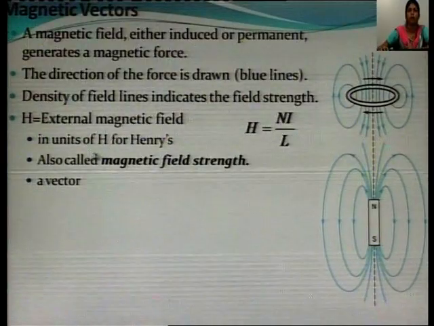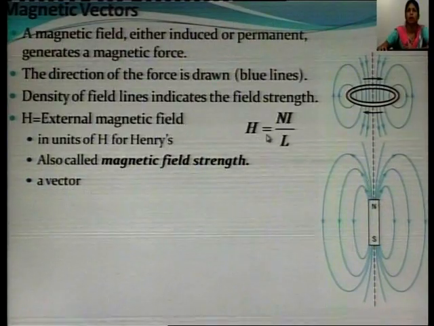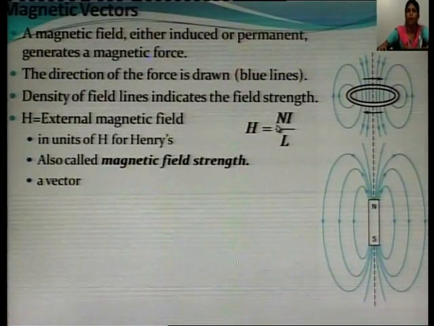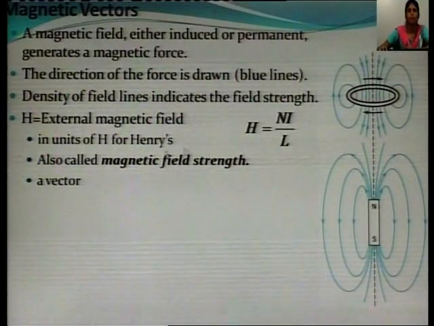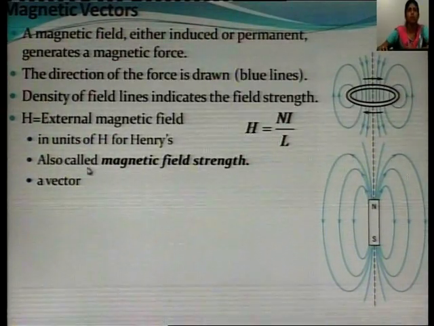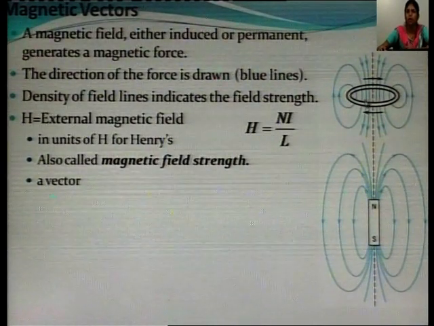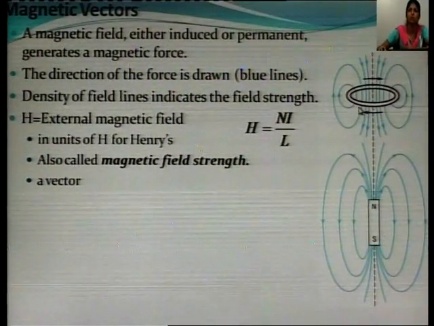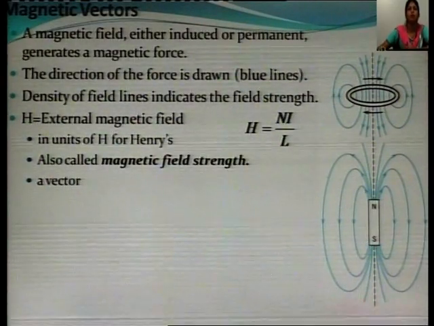Now H is the external magnetic field. It is given by N I upon L, where L is the length of the bar magnet, N is the number of turns and I is the current in that bar magnet. It is also known as magnetic field strength, and it is a vector quantity. So this external field is represented as H. This is the magnetic field intensity. The more the magnetic lines of force, the more the density and the more the strength of that field.